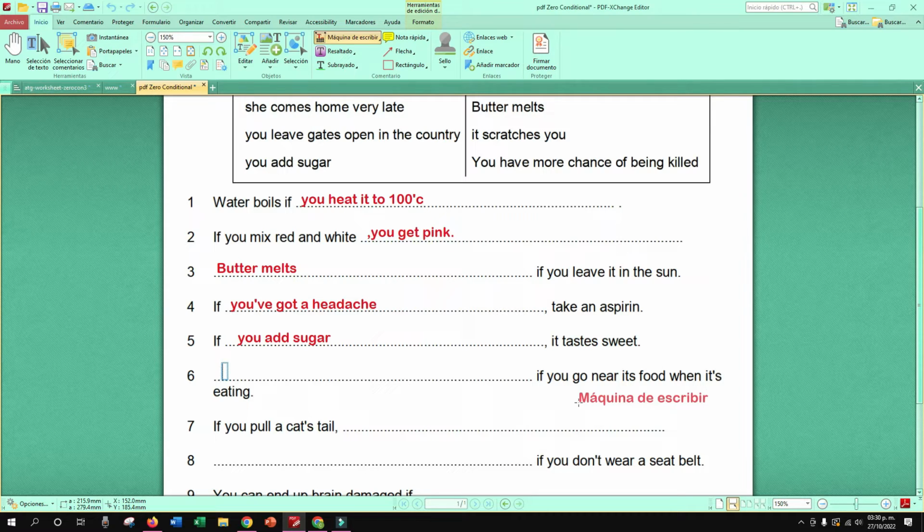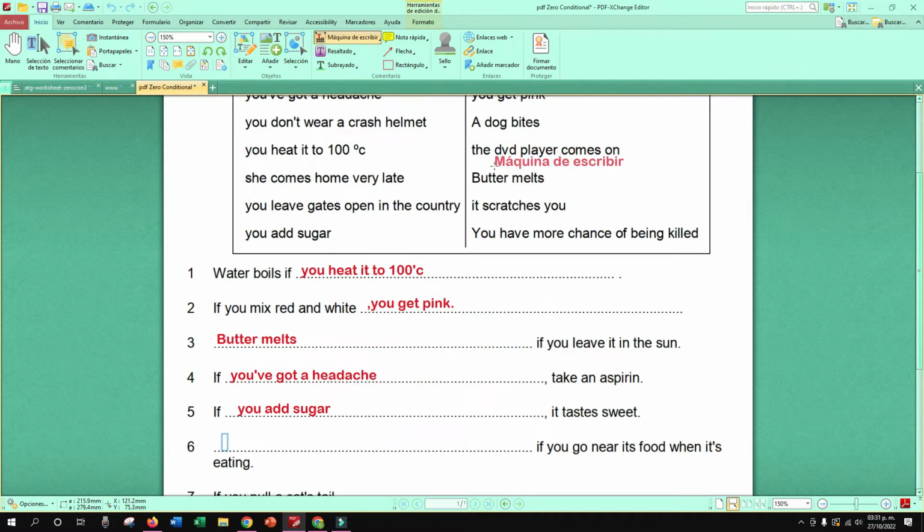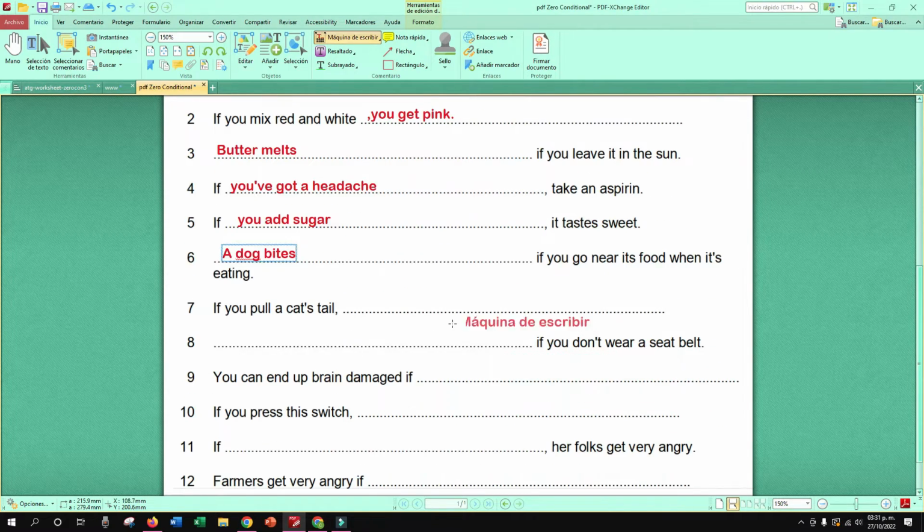So, which could be that? Si hay comidas. Do you know this one? A dog bites. Sí, right? Un perro puede morderlos o mordernos si hay comida cerca o si él está comiendo, ¿verdad? Entonces puede ser peligroso. So we can say a dog bites if you go near its food, que usted se acerque a su comida, a la comida del perro, ¿verdad? Cuando está comiendo. That would be that one, right?